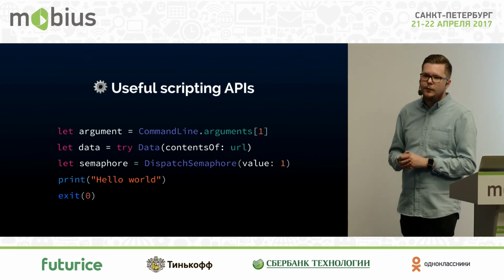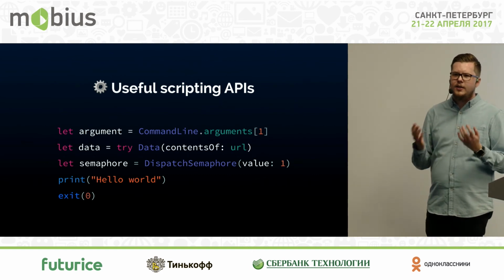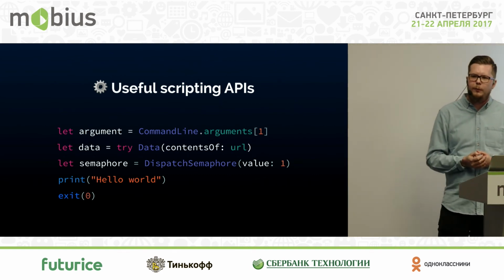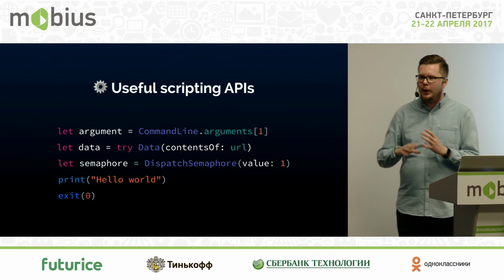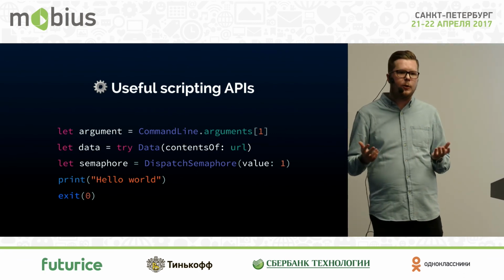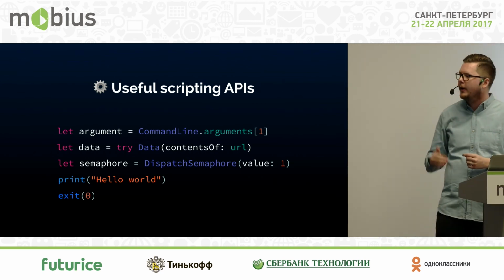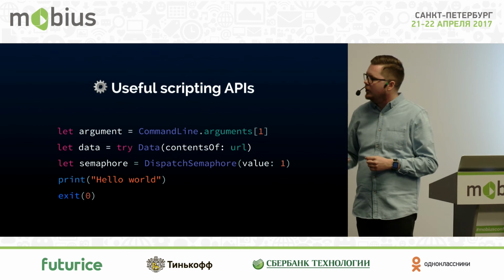When you need to access things from the network, you can just use data contents of URL. This is something that you probably wouldn't want to do if you're building a real app. You don't want to block the main thread while you're loading some assets. But in a script, this is great, because scripts are just executed from top to bottom in a sequence. So then you can just use this.